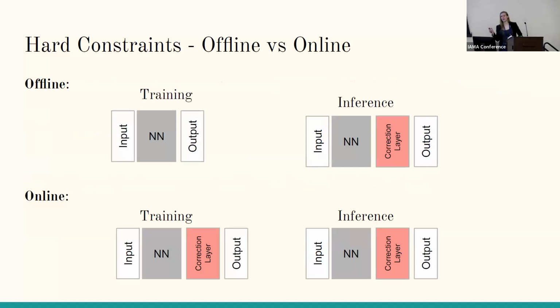Also, there's a difference. These hard constraints you can apply either offline or online. It has nothing to do with the offline or online of coupling the model. It's just that offline means we don't have it during training, but then during inference, we add, for example, the correction layer. Or online, we already have it there during training, so our optimizing procedure includes it. We tested both, and actually there's not a big difference.